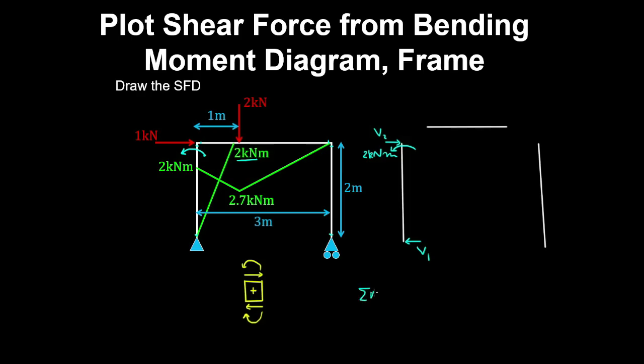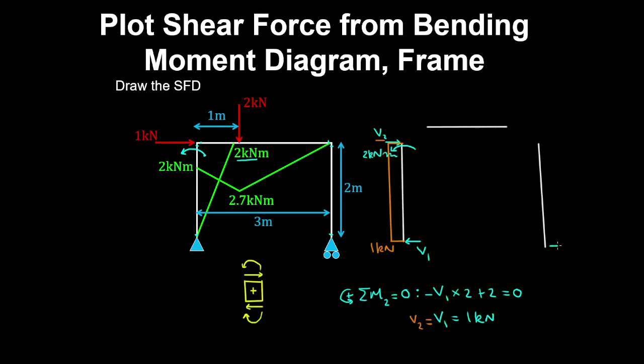So if we take an equilibrium of moments on the top of the column, with anti-clockwise being positive, we have minus shear force 1 by the moment arm of 2 meters plus 2 kilonewton meters is equal to 0. And therefore V1 is 1 kilonewton. And by horizontal equilibrium of forces, that's also equal to V2. So therefore the shear force diagram in this column is constant with a magnitude of 1 kilonewton.